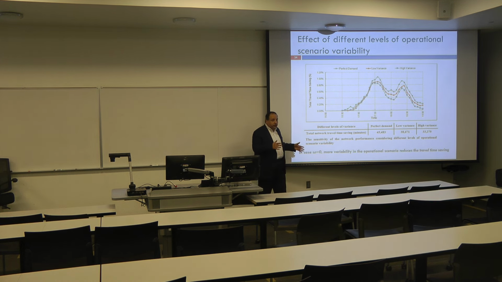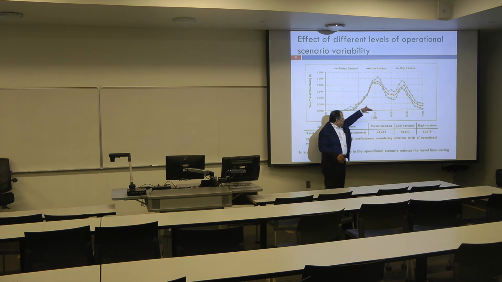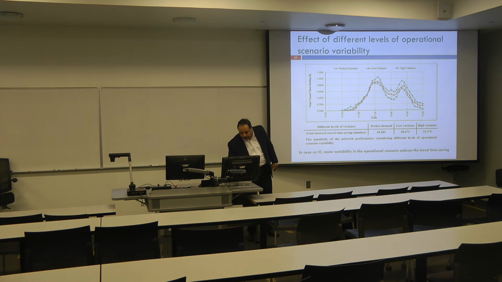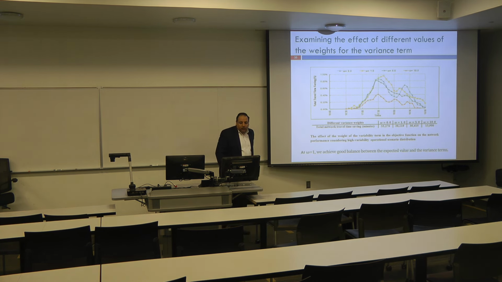But still, if we do not include the variance, we see that you try to minimize based on the expected value of the performance. It helps here. This one here, when we start looking at different values of omega, the weight of the variance term in the objective function.